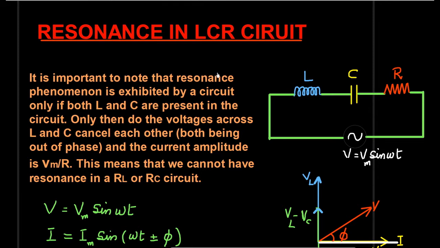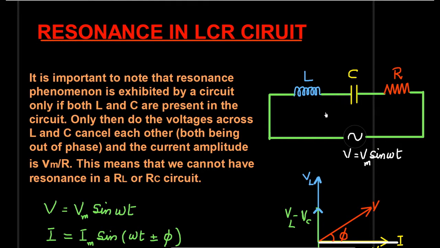Then what is meant by resonance? It is a phenomenon at which maximum current passes through the circuit, or voltage and current are in phase at resonance. Similarly, the circuit is purely resistive. Impedance of the circuit is equal to resistance, which means inductive reactance cancels with capacitive reactance.